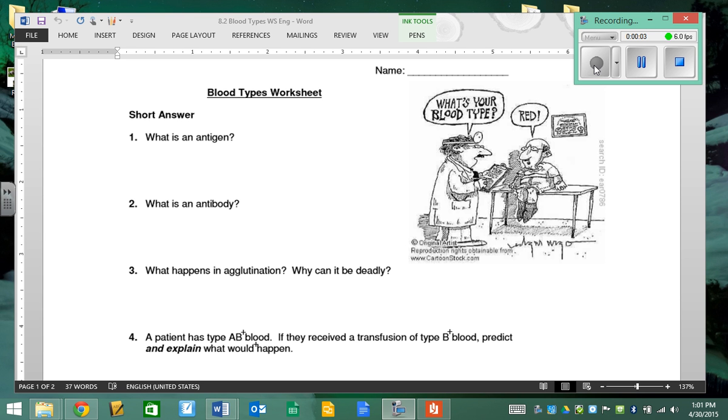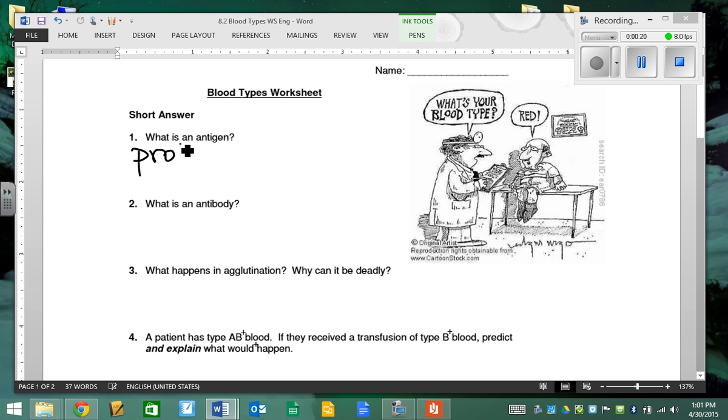So the first few questions should be pretty straightforward because it's things that I told you right in your notes. Who can tell me what an antigen is? How about Jacob Johnson, you tell me what an antigen is. It's the protein on the red blood cell surface. So it's the one that is on the red blood cell.